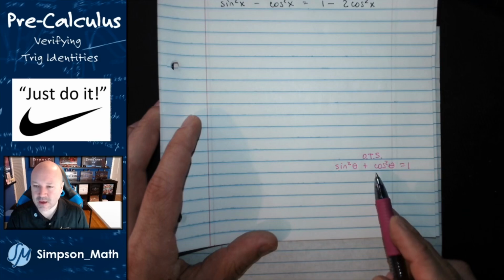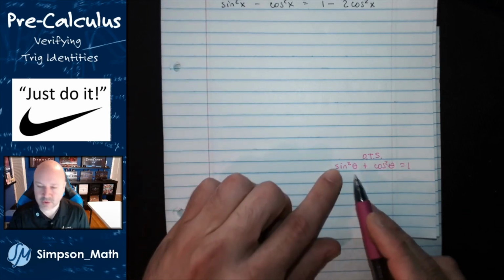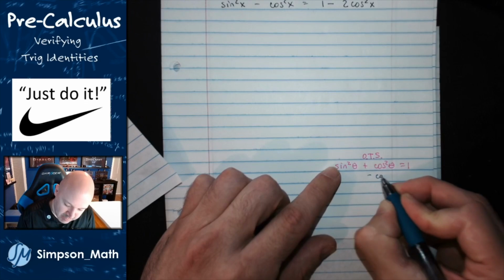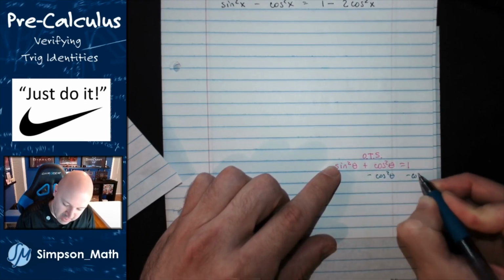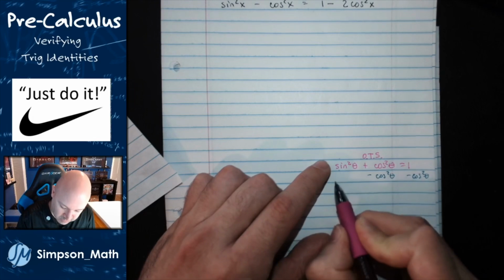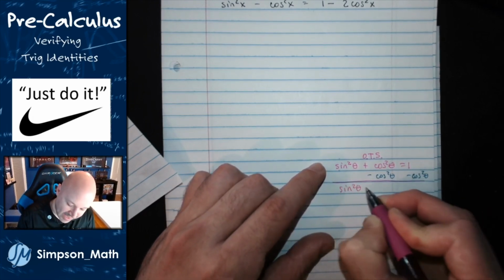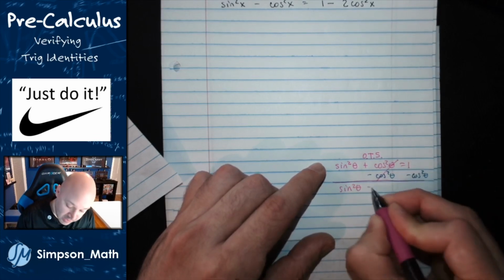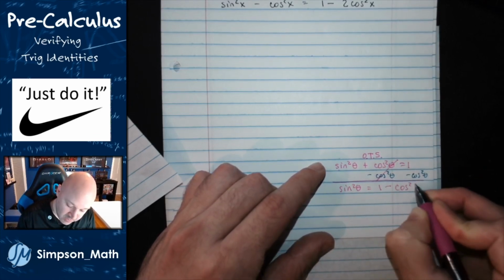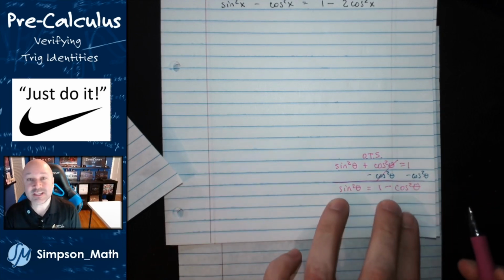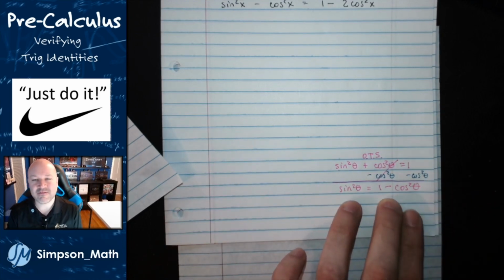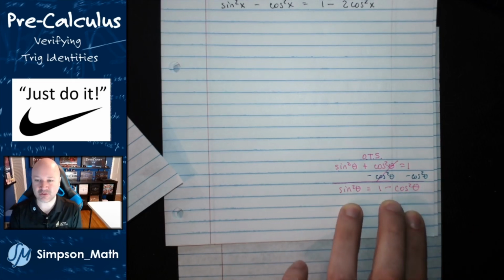Well, I can solve for sine squared. That is, I can subtract both sides of the equation by cosine squared alpha. Well, that's going to leave me with sine squared alpha, cancel, equals 1 minus cosine squared alpha. So I've just taken the Pythagorean identity and I've varied it a little bit. I've made a manipulation to it. But it's true. Sine squared theta is equal to 1 minus cosine squared theta. I'm going to use that as my substitution.